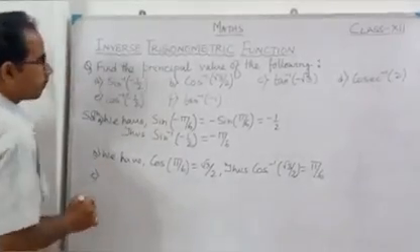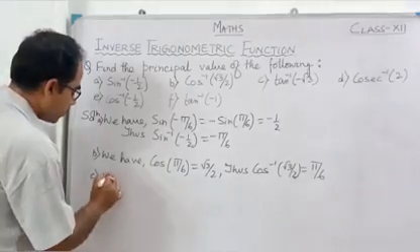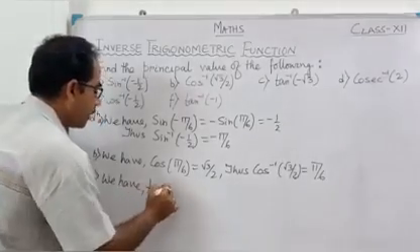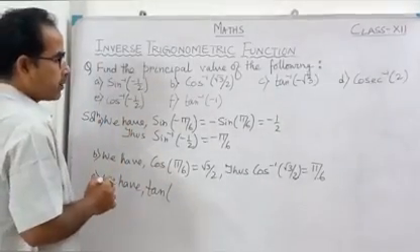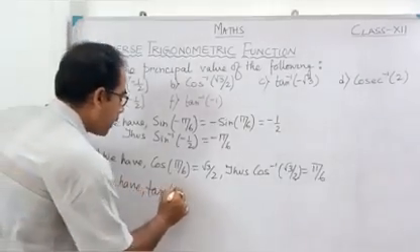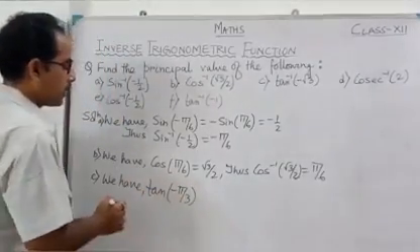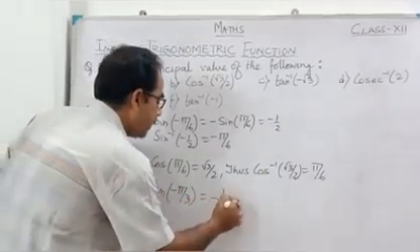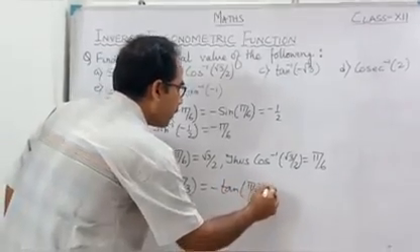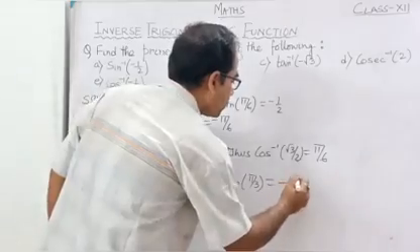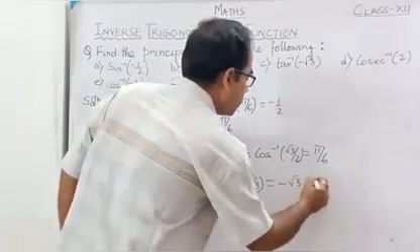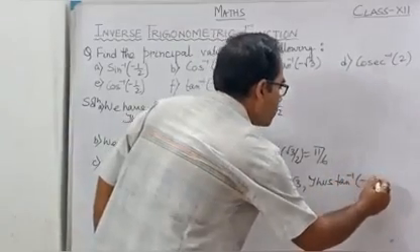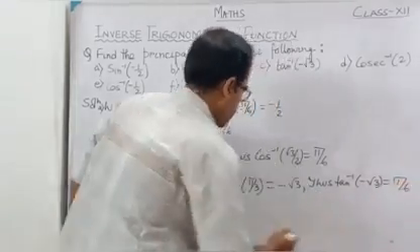Now next C, tan inverse minus root 3. So we have tan minus root 3. Minus root 3 means minus pi by 3. Correct? So tan minus pi by 3 is equal to minus tan pi by 3. That is equal to minus root 3. Correct? So thus tan inverse minus root 3 equal to pi by 6.